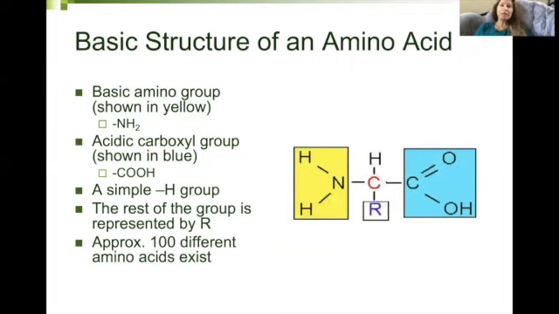So here is the basic structure of an amino acid. So the yellow group is the amino group. The blue group here is the carboxyl group. And then the R is the functional group. Every amino acid has the yellow and the blue the same, and this R differs. 20 exist in the human body and in animals, but manufactured in labs, we can make upward of 100.